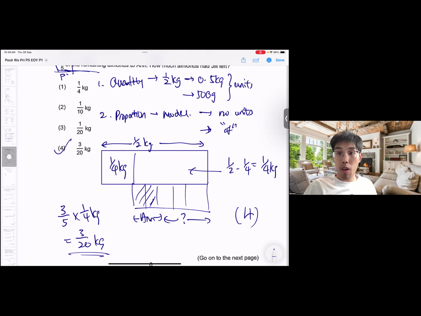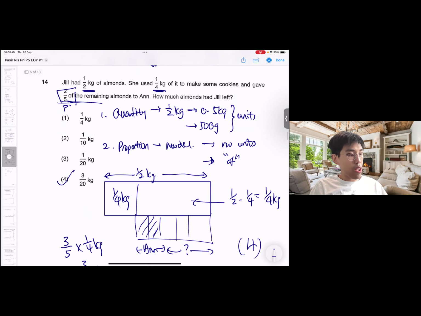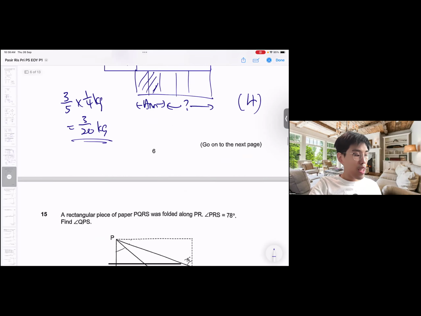Today, if I don't like to work with fractions, can I change this quantity to maybe decimals? Of course I can. In fact, half kg means 500 grams, 1/4 kg means 250 grams. So if you like to work with decimals or numbers better, by all means, go and change. So this is quantity and proportion. This question is quite important to understand the difference between quantity and proportion. Okay, let's move on.